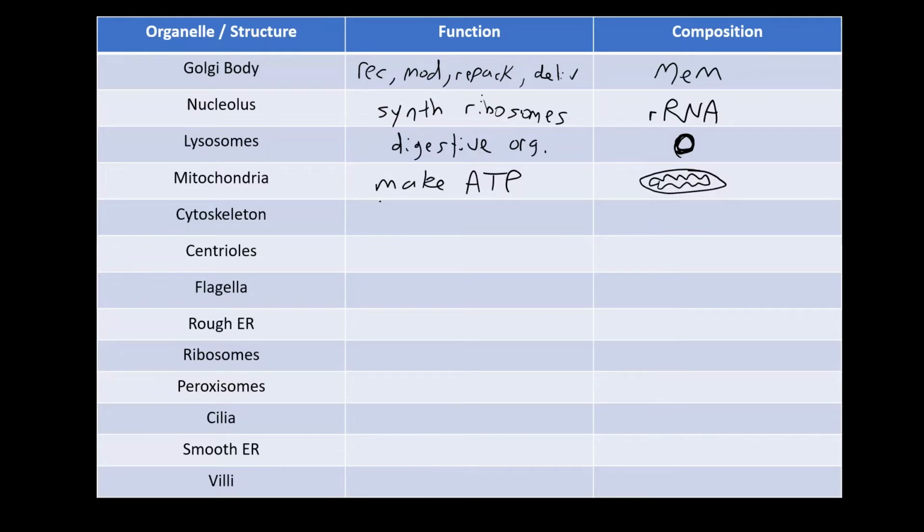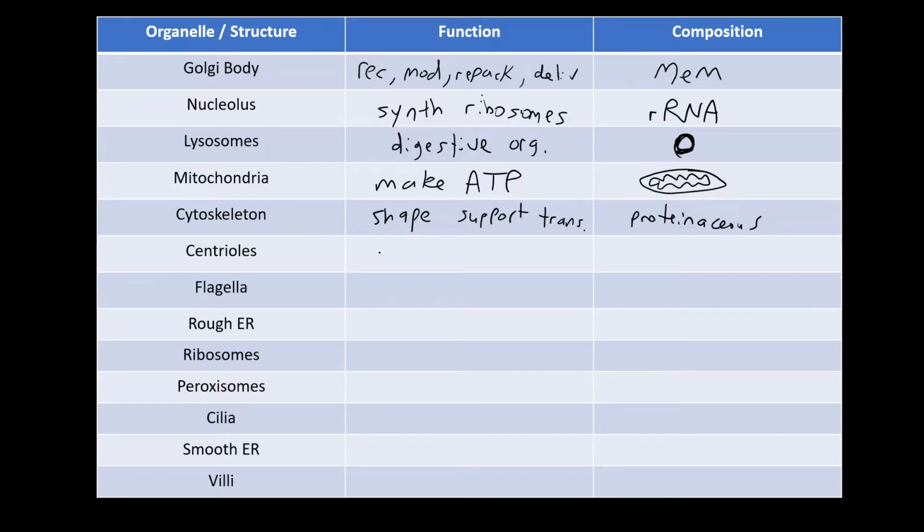Cytoskeleton. Function, we could say give shape to a cell, give support to a cell, do a little bit of intracellular transport. Compositionally, it's usually protein, proteinaceous if you want to get fancy, long protein filaments, right? Microtubules, microfilaments made of protein.